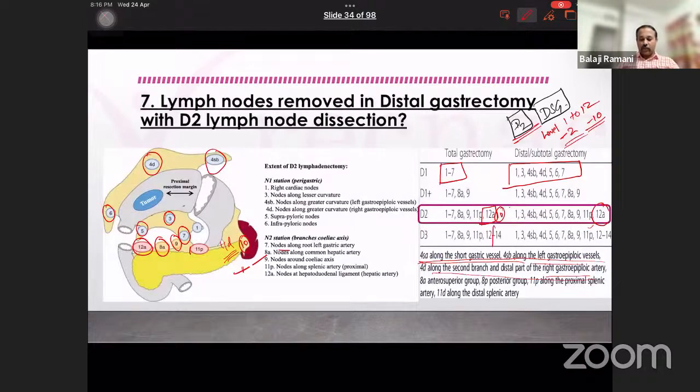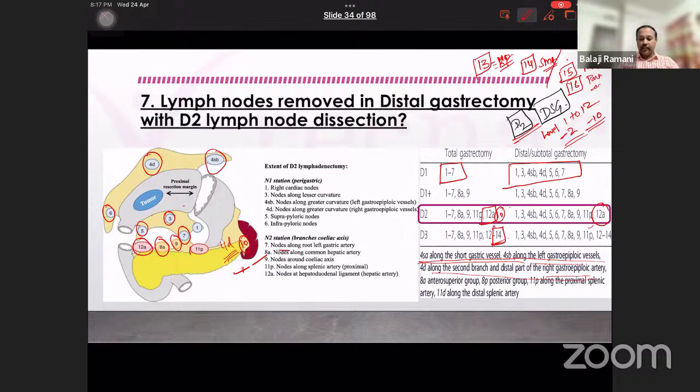And what is the absolute highest level of station? It is only level 14. So 12 is the hilum, the perihilar nodes that we saw. Then we have 13, which is retropancreatic, and then you have your 14, which is along the SMA. So 13 and 14 are going to be there. 15 is going to be along the middle colic artery, and 16 is going to be the para-aortic.